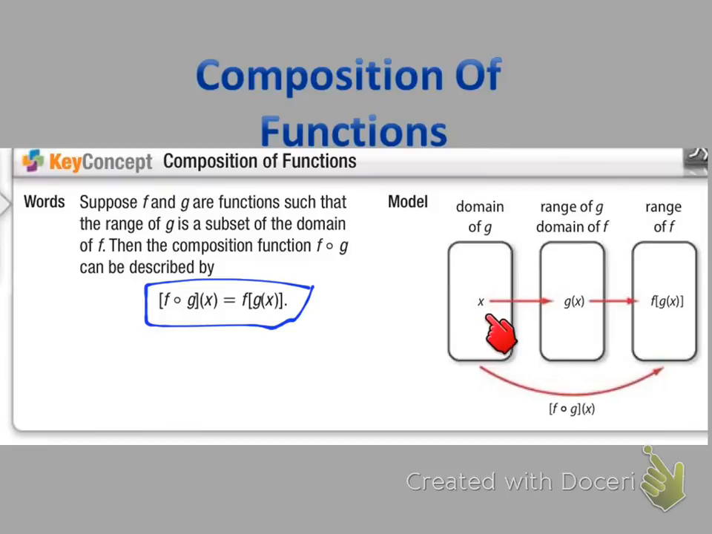You plug in x's, you get y's out. So you're going to take an x, plug it into g, get a y out. That y of g is going to turn into an x in your f, which turns into your y in your f. A lot of letters going on, right? It's a little easier than that once you actually see it.